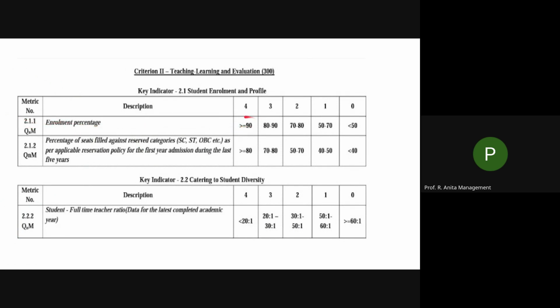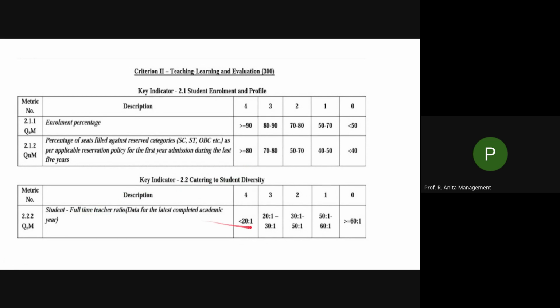If your enrollment is more than 90%, you're going to get 4 marks out of 4. And then if you're able to fill the seats more than 80%, you're going to get 4. Otherwise, if the percentage is low, you're going to get 0, 1, 2, 3 based upon the percentage. But the highest target is you have to see this 4.